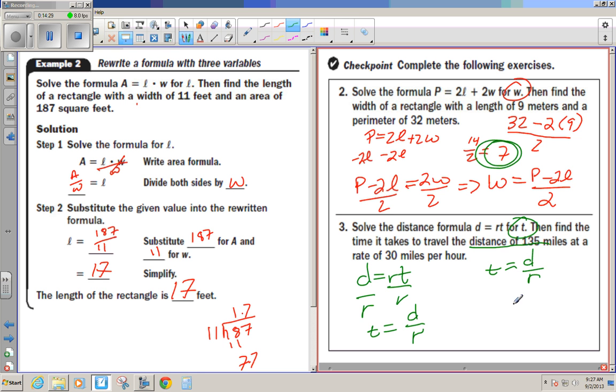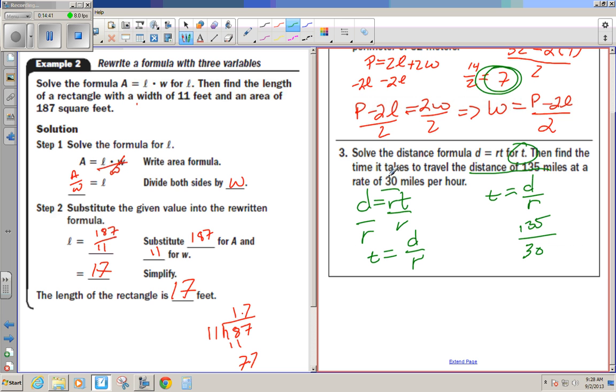Travel a distance of 135 at a rate of 30 miles per hour. That's a rate. Thirty, 135, 4 times 30 is 120, 15 or 150. Decimal here. 30 goes into 150 5 times. So 4.5 is your distance. Or time, I mean, is your time. Takes 4.5 hours.